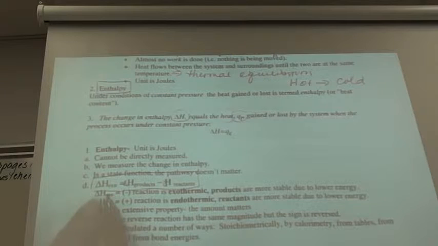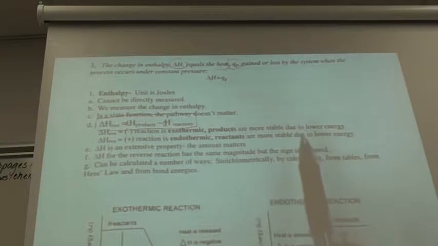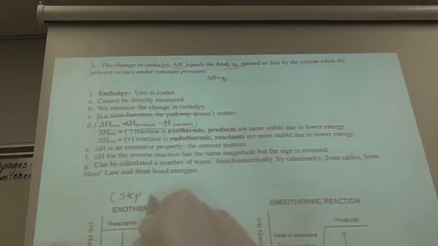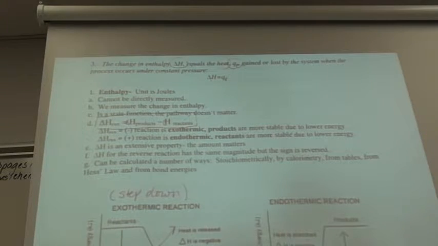If the value that you compute for the delta H of reaction is a negative value, that means it's an exothermic reaction. The products have lower energy than the reactants. So your little memory hook for an exothermic reaction is it is a step down. Energy is being released. Heat is being released. Delta H is negative. The products are more stable than the reactants just by virtue of the fact that the products have lower potential energy.